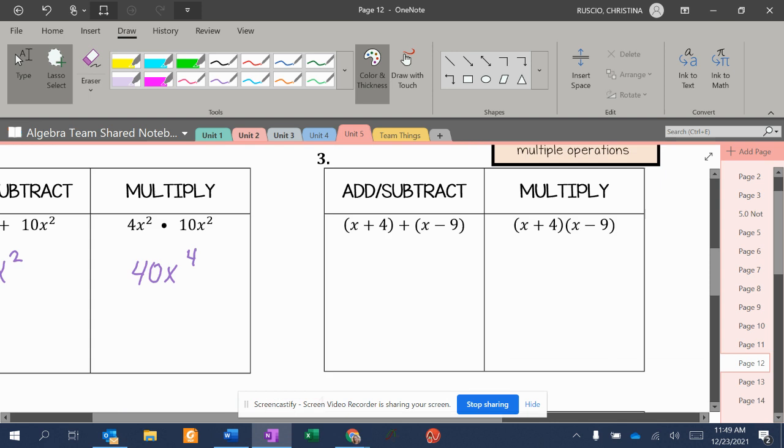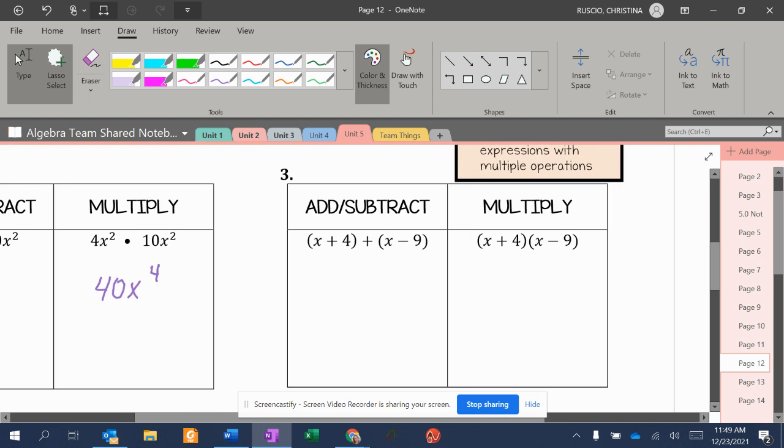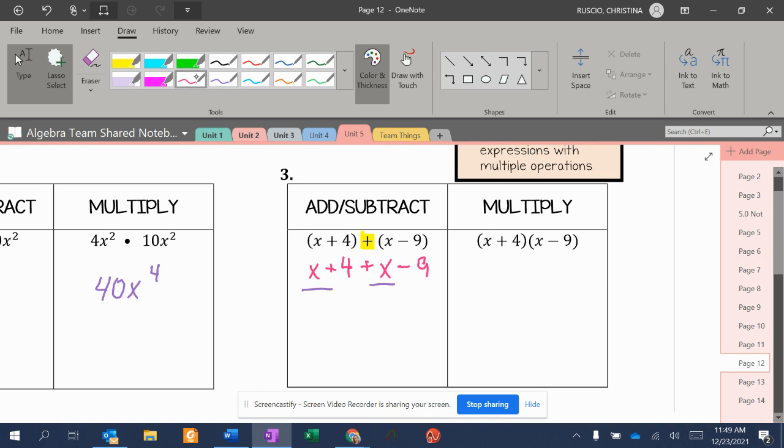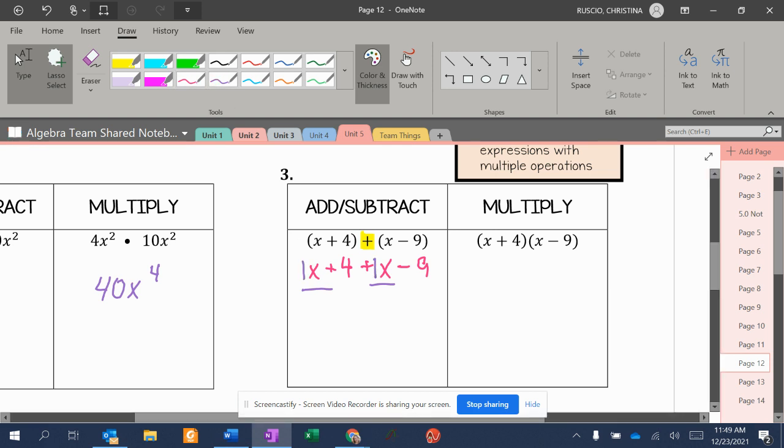Okay? Number 3 up top here, if we add and subtract, notice how there's a plus sign in between, which really just means we need to distribute any number that's in front, but if it's just a 1 and it's positive, nothing changes. So we have x plus 4 plus x minus 9, and then group together the like terms, x plus x. So we're adding 1x plus 1x. 1 plus 1 is 2x. And then 4 minus 9 is negative 5.